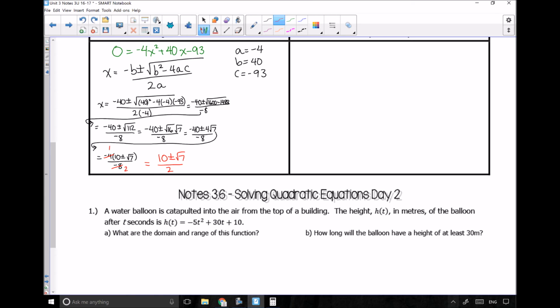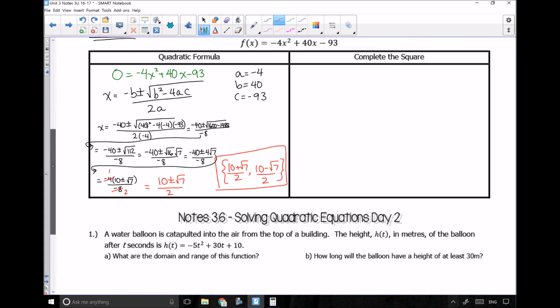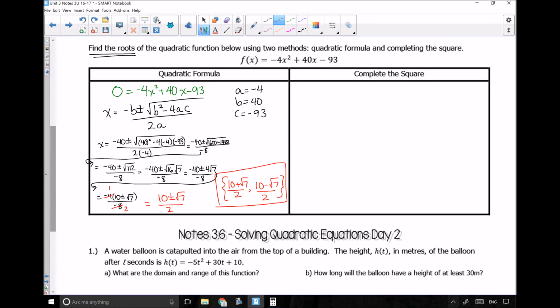So therefore, my two roots are going to be 10 plus root 7 over 2, and then my other root is going to be 10 minus root 7 over 2. These are my exact roots. If I wanted to find out my approximated roots, then I would do some rounding. Okay? All right, so that's what I need to do for the quadratic formula. Now, to complete the square, the idea is very similar. First part is exactly the same.